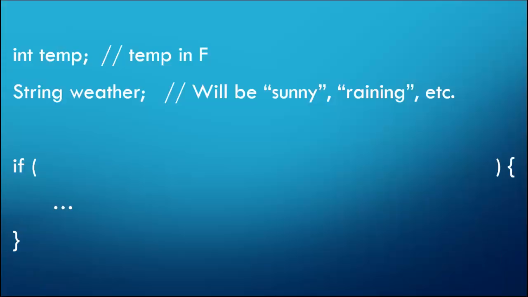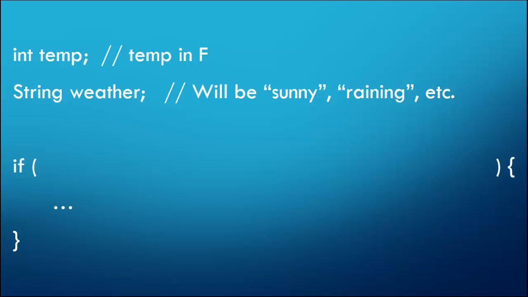Let's do a couple more examples with the weather. So we'll have a variable called temp, which has the temperature in Fahrenheit, and we'll have a string called weather, which will be sunny or raining or something like that, cloudy for example. Let's say we've got an if statement and we want to know if we're going to go outside. We're going to run some code only if that's the case. And we'll go outside if it's sunny and 70 degrees or above. What would be our conditional for that case? So take a second, pause, and figure out what's going to go inside that conditional.